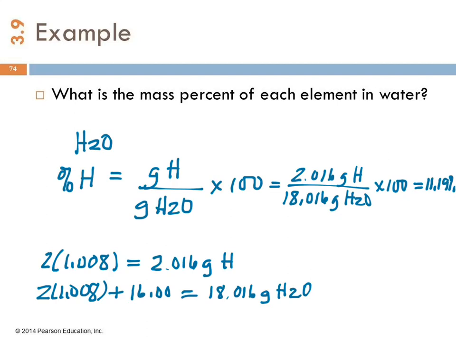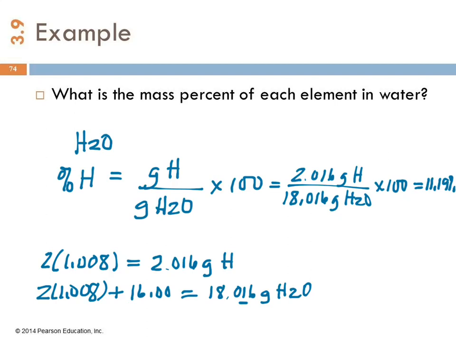I chose 4 significant figures there because we were using a molar mass with 4 significant figures. And here, when we did this one, the uncertain digit would be in the second decimal place, which would also give it 4 sig figs. So that's the percent of hydrogen.